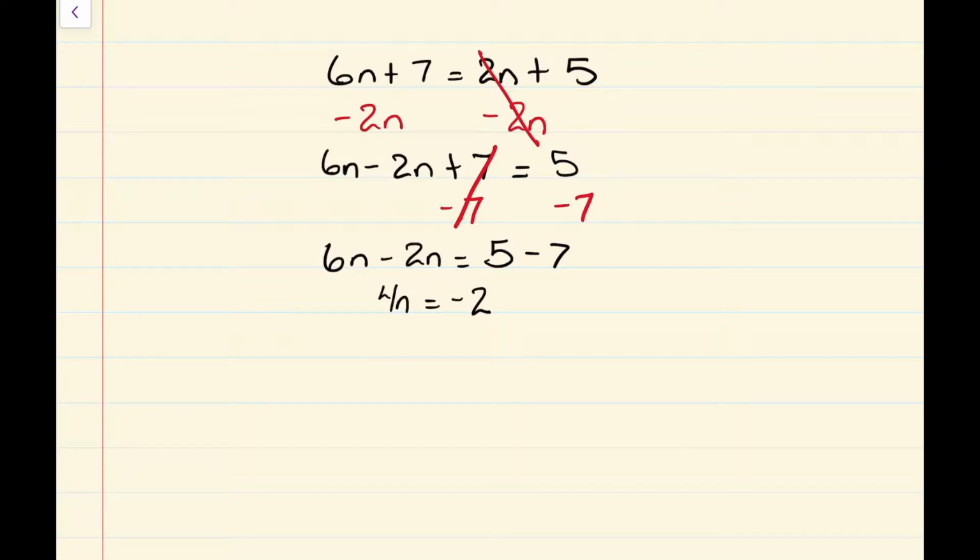And to find n, we're going to divide by 4 on both sides of the equation. The 4's will cancel out, so then n is just equal to negative 1/2. And that's how to solve that question. Okay, so let's solve a question similar to that one.